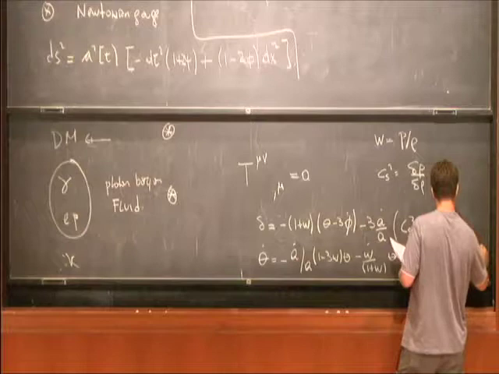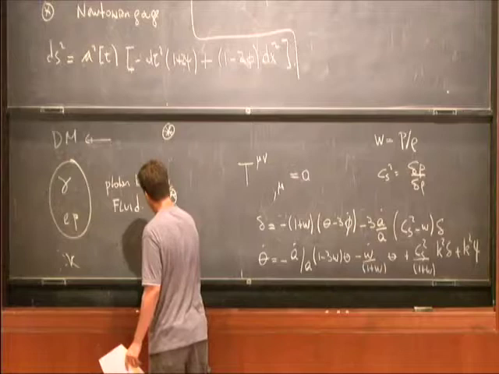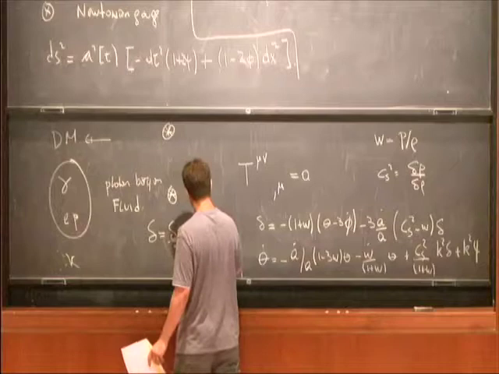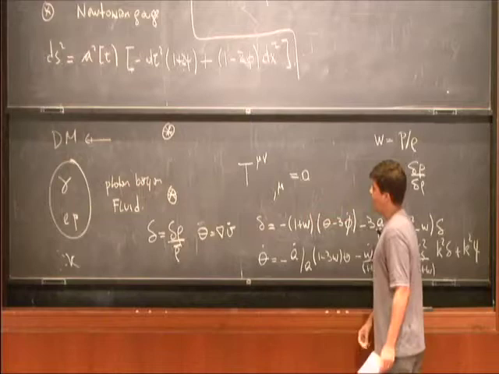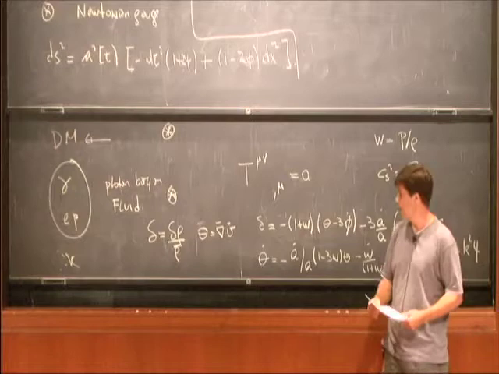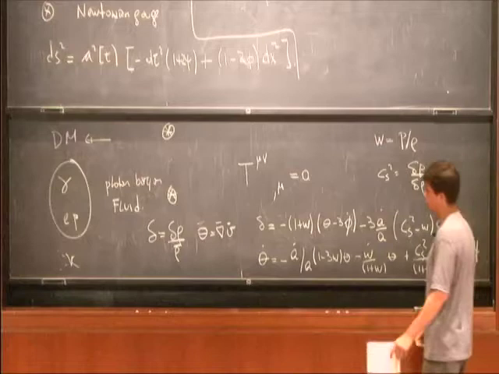Okay, and where I've defined delta to be the change in the density over the mean density, and theta is just the divergence of the velocity of this fluid. And I'm only talking about the scalar fluctuation, so I don't need to keep track of the curl of the velocity field. The velocity is the gradient of something, so I just need to track, for example, theta, the divergence of the velocity.